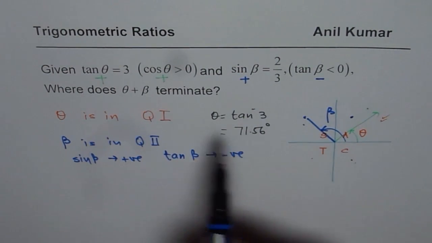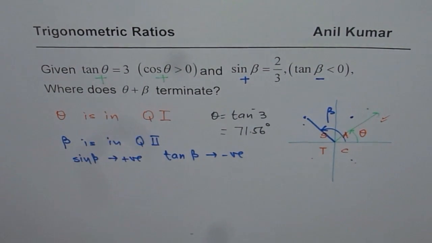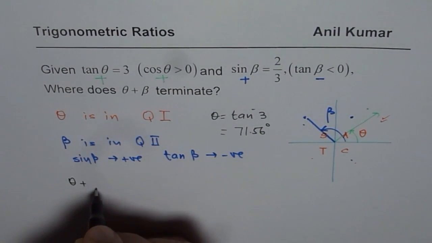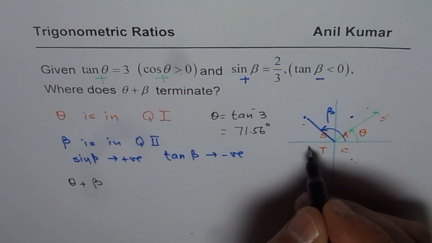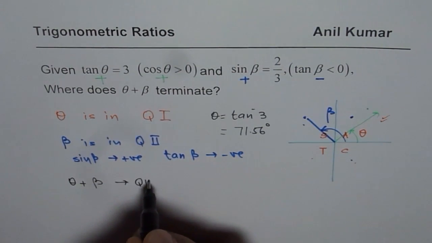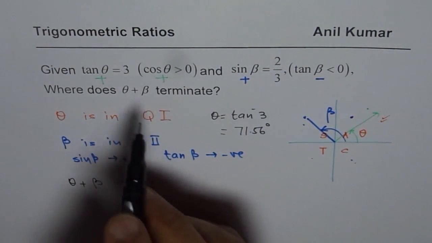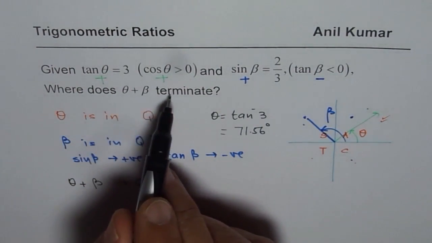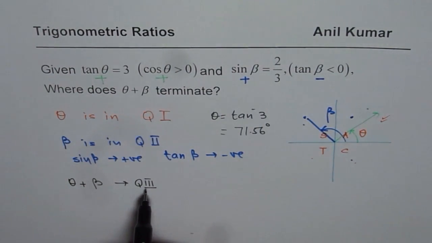Now if I am combining theta and beta, let me use another ink. If we have theta plus beta, and I combine these two angles, we should land in quadrant 3, right? So that is our answer. Where does theta plus beta terminate? It terminates in quadrant 3.